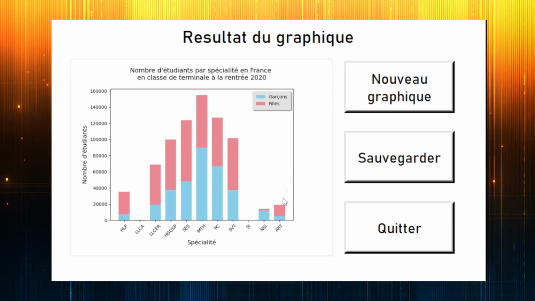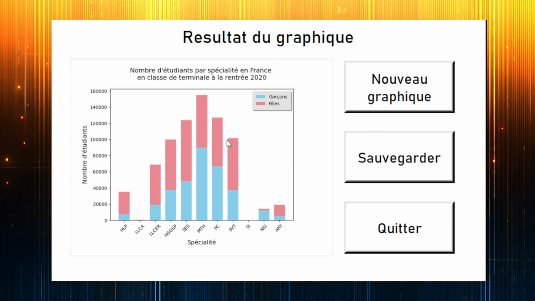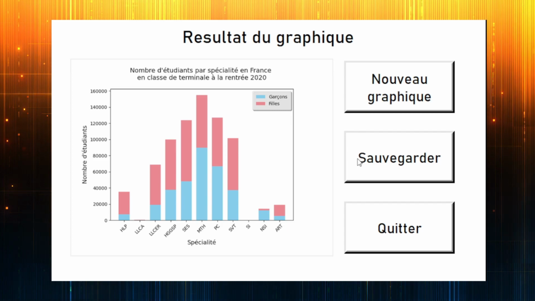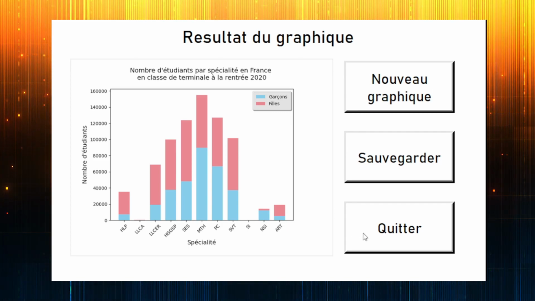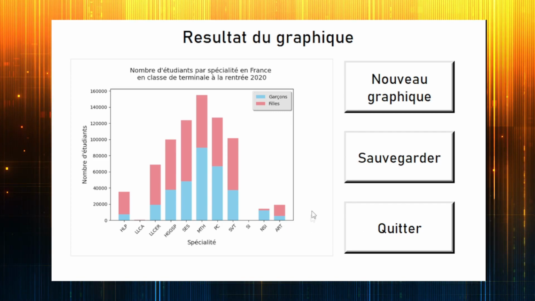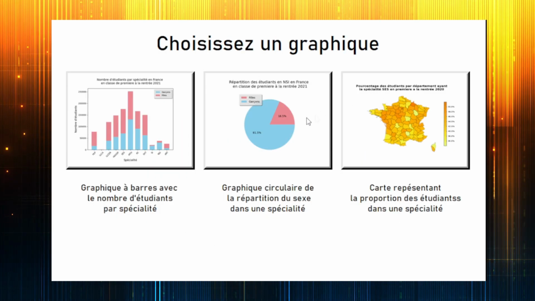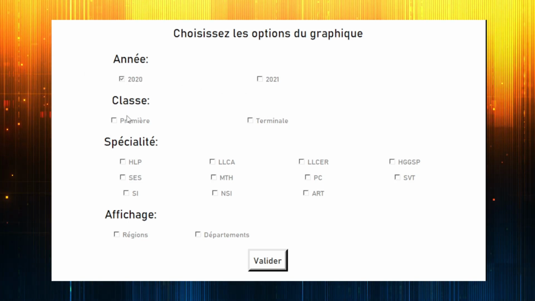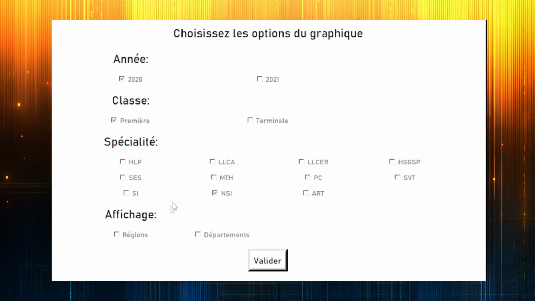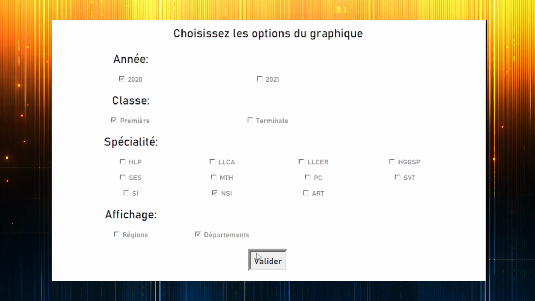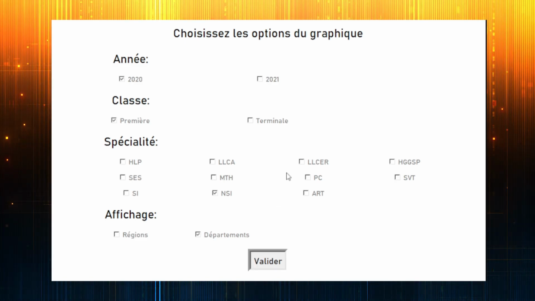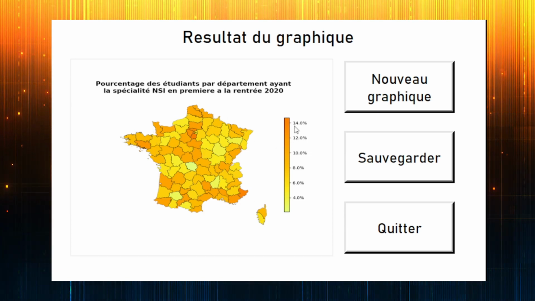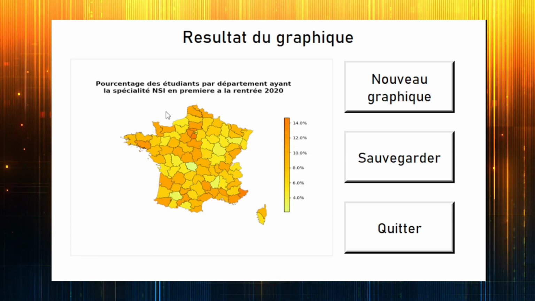So now you can see the graphic you've just made, and we can select between making a new graphic, saving this graphic as a picture, or quitting the application. And for the example, I will create another graphic. So now I will select the map, and I will select other random settings, and I will select by county. And now I have my map with every county and the percentage of students in the specialty I've just chosen.